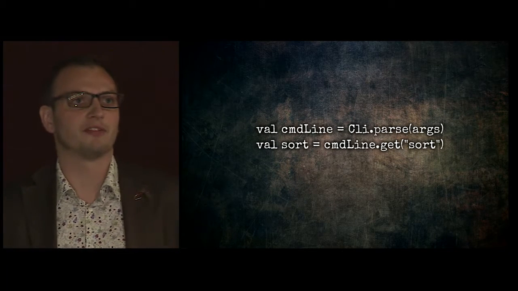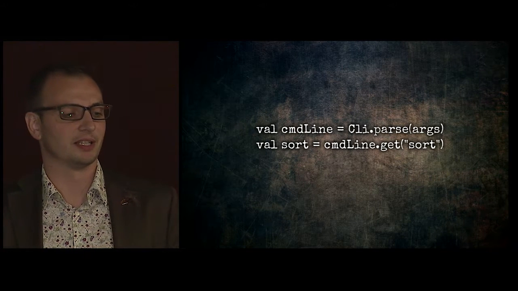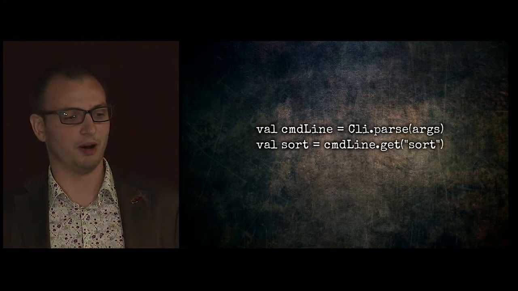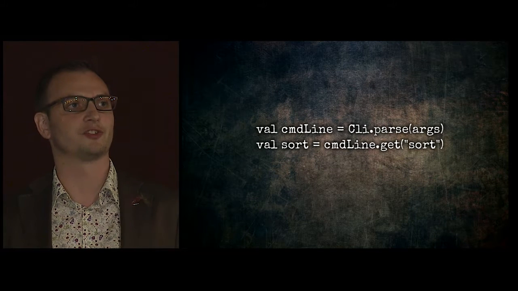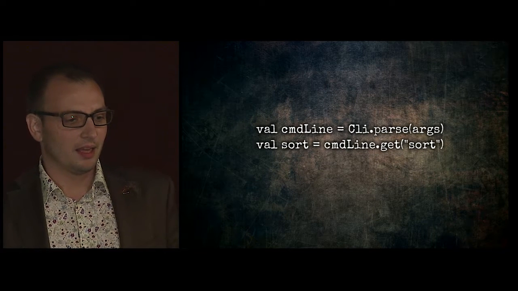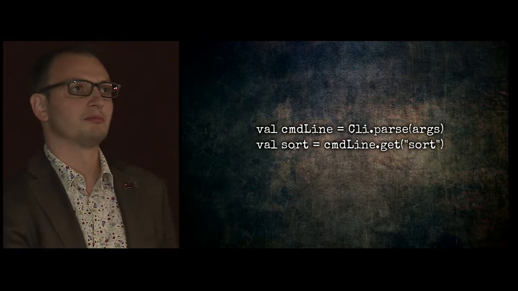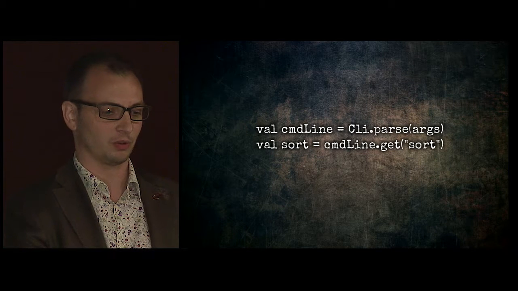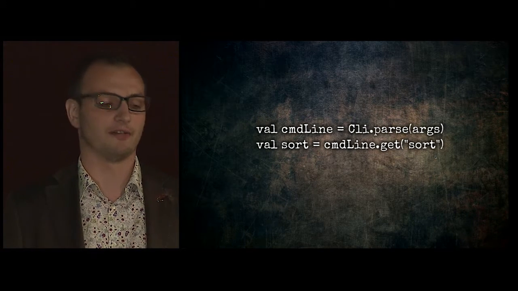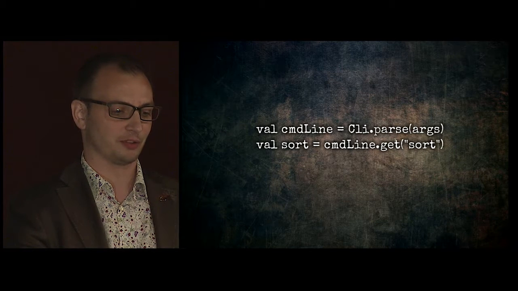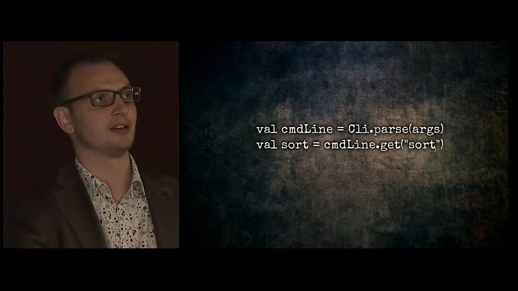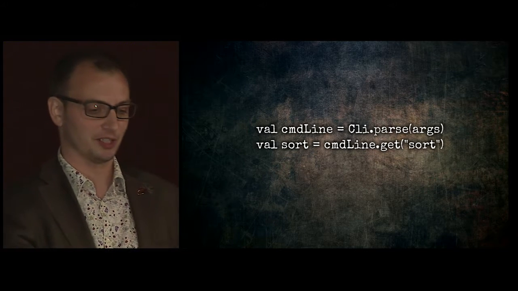So let's make a first attempt at doing this. We've got a CLI object, and we're going to call parse on that with args. Args is an array of strings. It comes straight out of the main method. And we try and get the sort parameter. We call commandLine.get sort. So this is a reasonable first attempt to get a parameter out of a reasonable API. I haven't shown you the implementation, obviously, but a reasonable API that we might use to get that parameter.